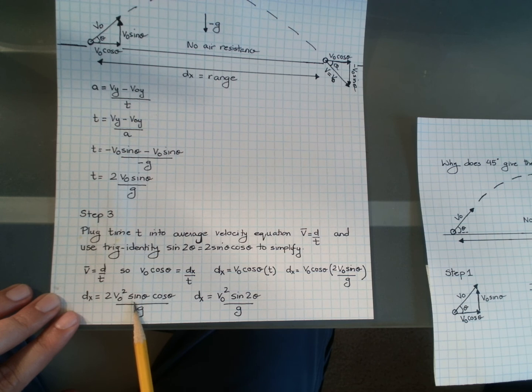So I'm going to use your trig identity from math class that 2 sine theta cosine theta is the same thing as sine 2 theta. And I've simplified the equation to dx equals v naught squared sine 2 theta over g. This equation proves that 45 degrees gives you the longest range, because if you were to put 45 degrees in for theta, 2 times 45 makes it 90 degrees, and sine of 90 gives you 1, which is the largest value you can come up with. So that is the reason why 45 degrees gives you the longest range.